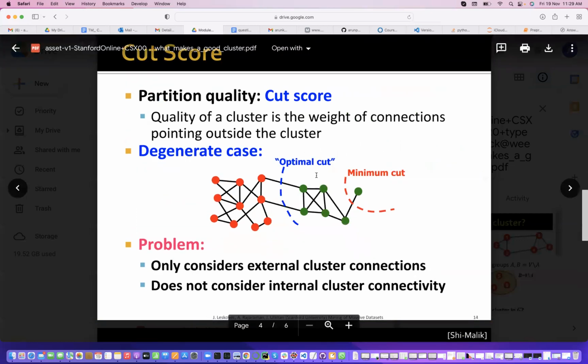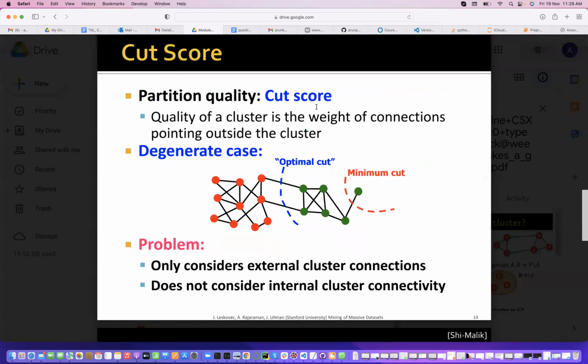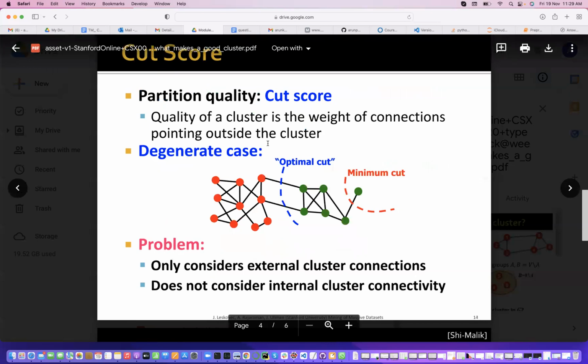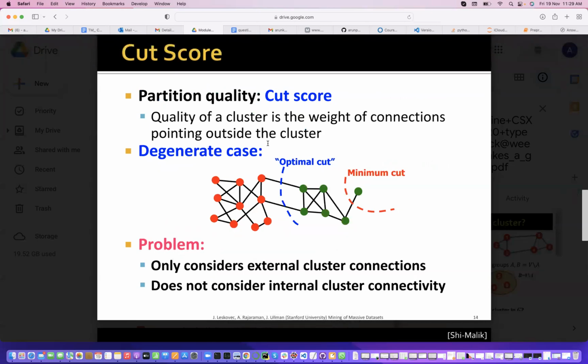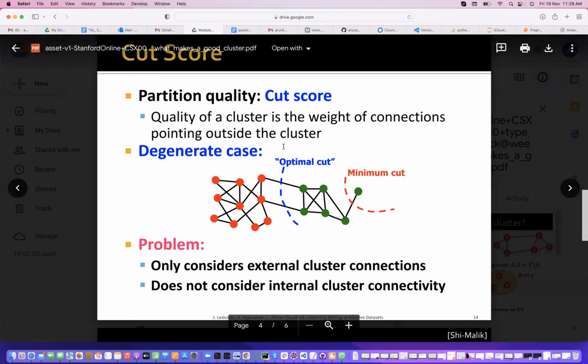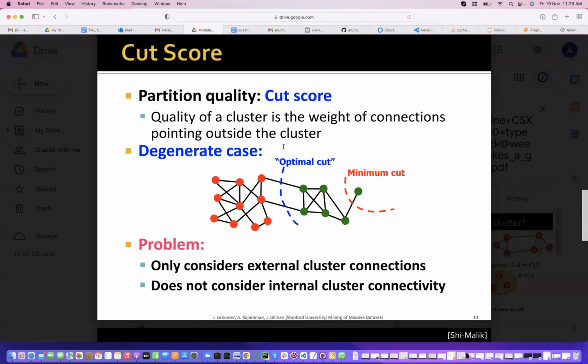Then the cut score. Partition quality depends on this cut score. The quality of a cluster is the weight of connections pointing outside the cluster. So that cut score we are defining for a cluster, to measure how good the cluster is, we will compute this cut score. If the cut score is small or optimal, whatever, we'll see now; the quality of a cluster is the weight of connections pointing outside the cluster.